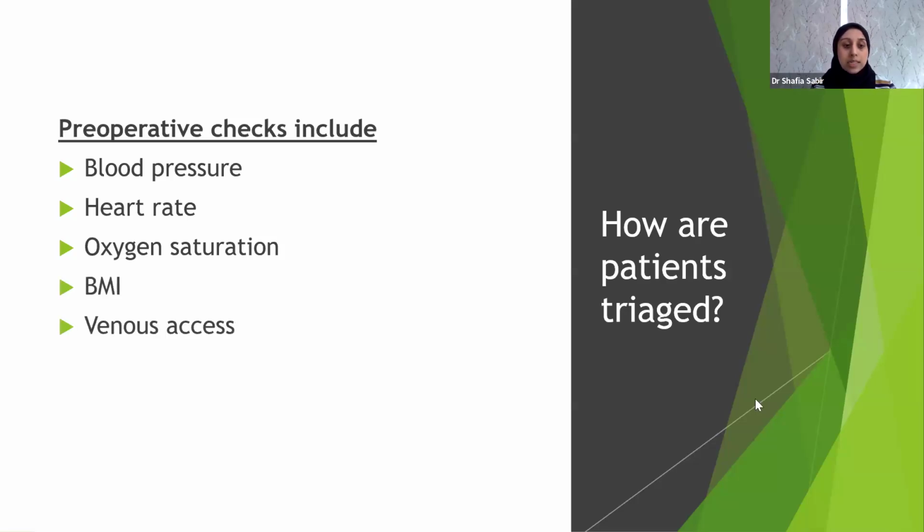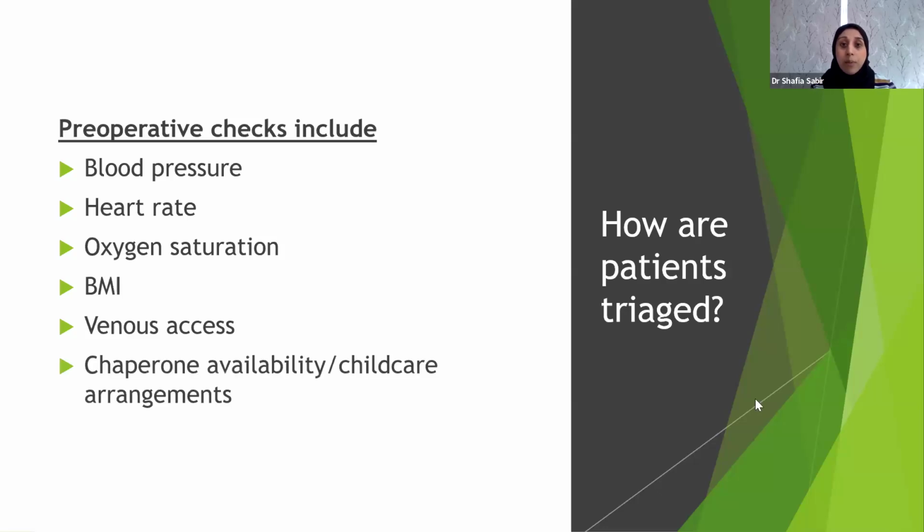BMI, so height and weight. Venous access, so we'd have a look, we'd make sure that they're wearing a t-shirt or loose clothing so we can get good access to their veins. Chaperone availability and childcare arrangements.